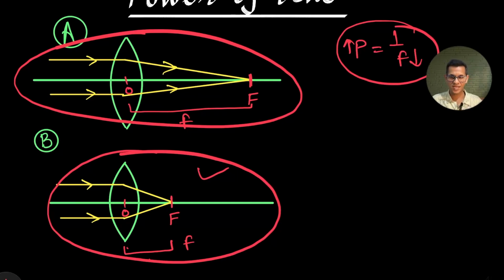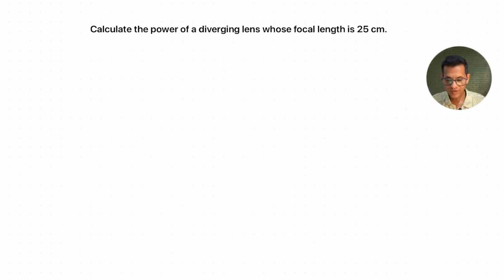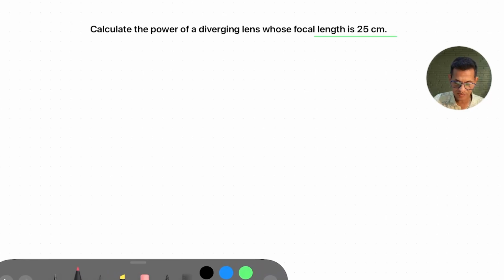That's why we wrote another definition, as you saw, that the degree of convergence or divergence brought about by the lens is called the power of the lens. Now let's solve a problem on power of lens. So let's solve this very simple problem, which will be the last part of this particular chapter. The problem says, calculate the power of a diverging lens whose focal length is 25 centimeters. So let's see how to do this.